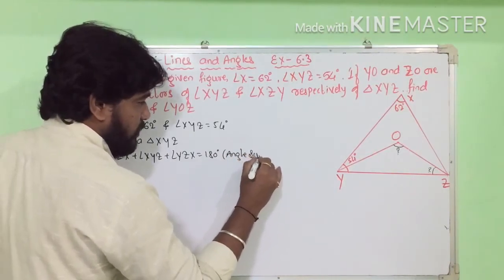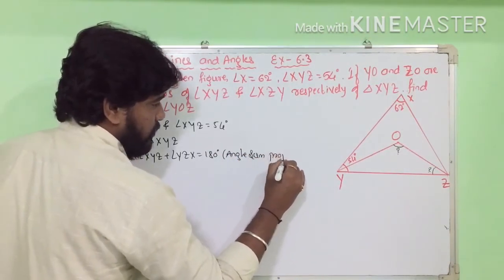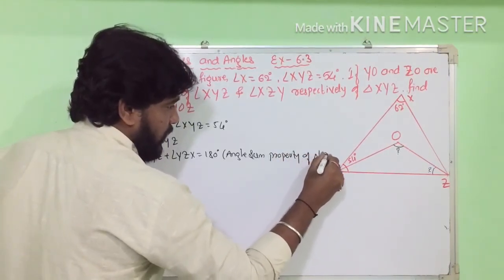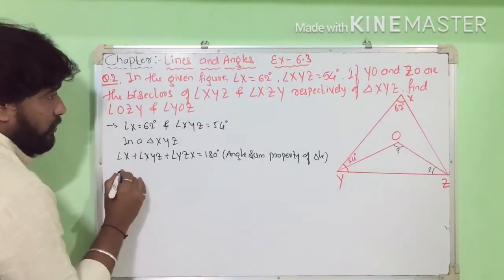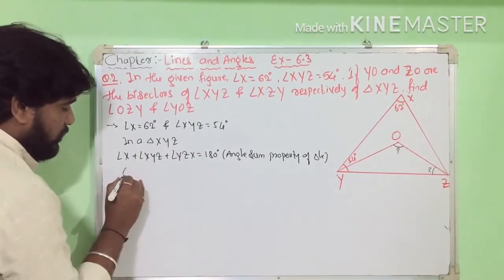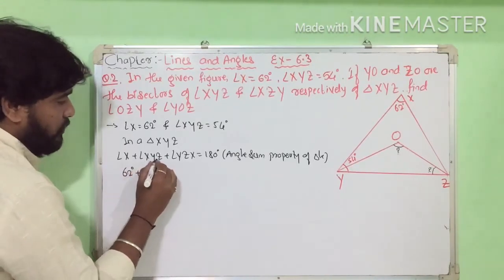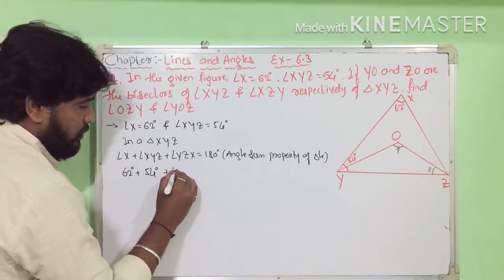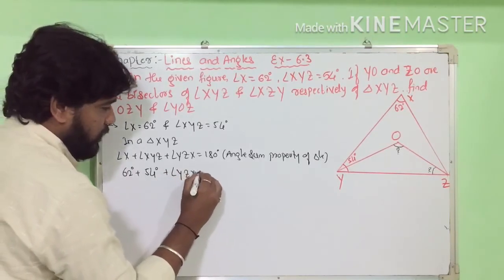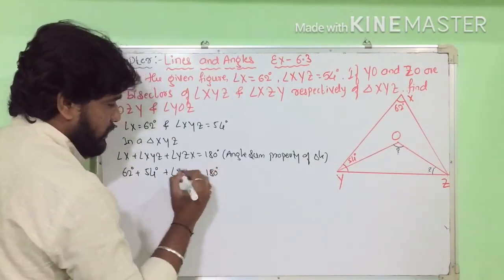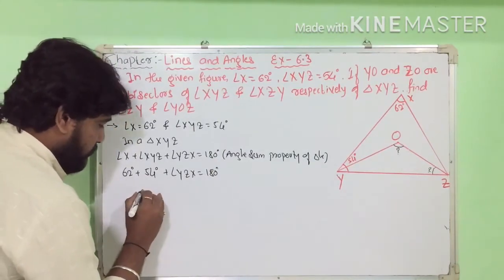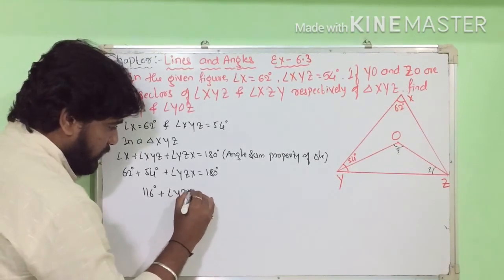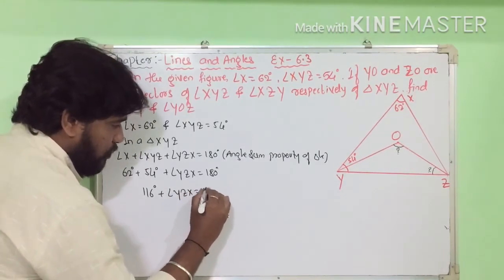Angle sum property of triangle, right? So here, we know the X value: 62 degree plus XYZ is already given as 54 degree, plus YZX we don't know, keep as it is. So 180 as it is. The sum of these two we got 116 plus angle YZX is equal to 180.